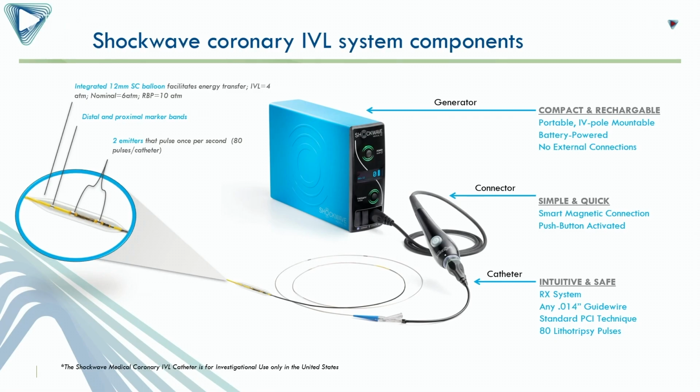So this is essentially how you perform intravascular lithotripsy. It is a special balloon that is 12 millimeters in length for the coronary, a semi-compliant balloon that facilitates the energy transfer. It has distal and proximal markers like all balloons do, but the difference is it has two emitters that pulse once per second for about 80 pulses per catheter. The balloon is then connected to the generator that generates the energy. This is a monorail system that is deliverable over a 0.014 guide wire, any standard guide wire.